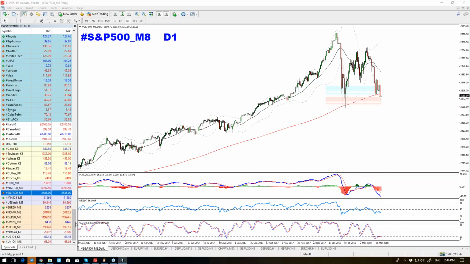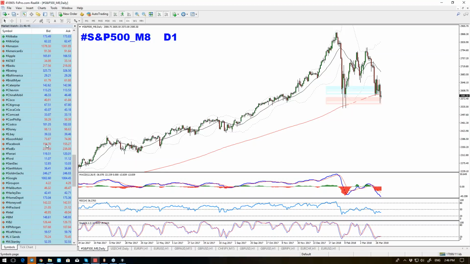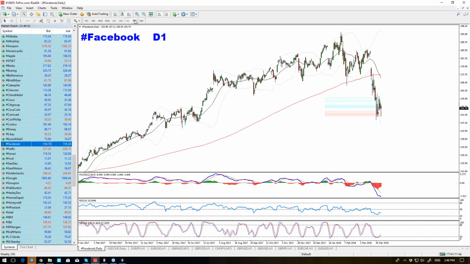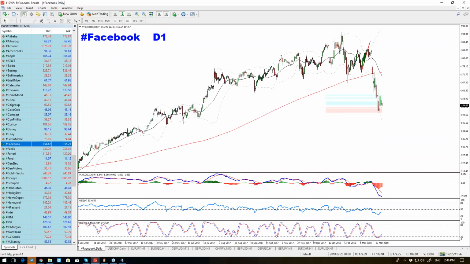Nothing. The best ones to deal with from my point of view are still the DAX and the UK. Facebook, the stock that we are involved with since here, basically crashing and paying big time.